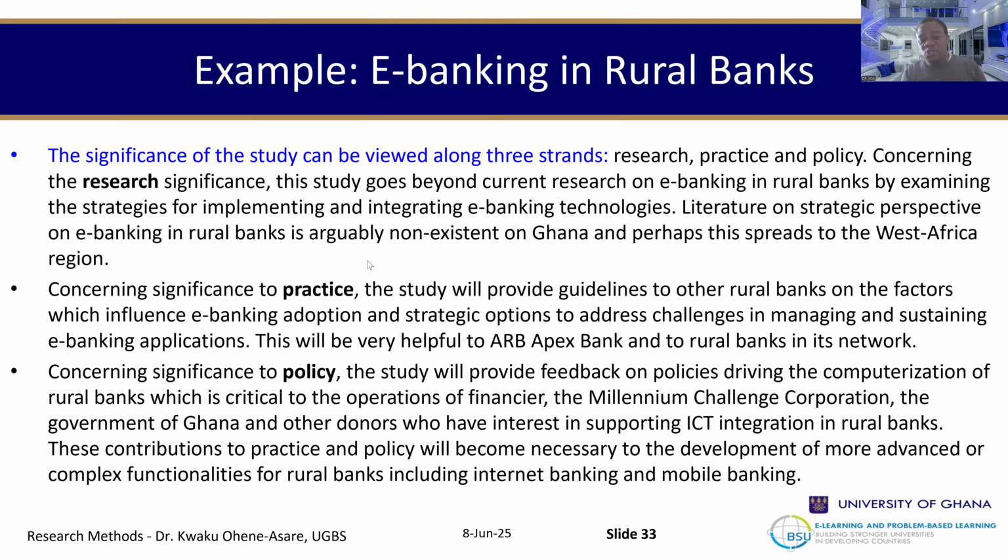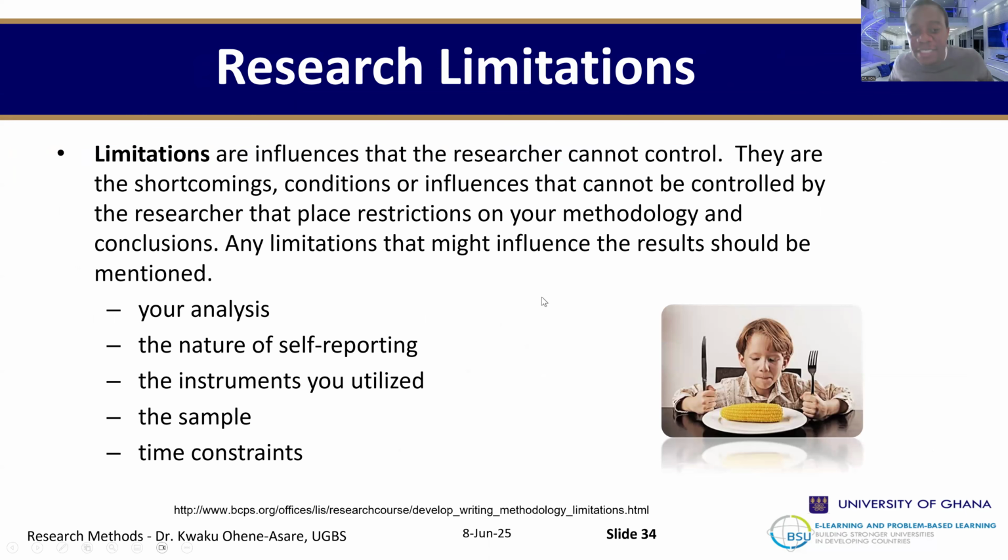Concerning significance to practice, the study will provide guidelines to rural banks. So this is practice. You are going to advise managers. More specifically, this is the central bank of the rural banks, the Apex Bank. How they will benefit from it, that is all there. Then you have significance to policy, and you can talk about that. Now go to the limitations.